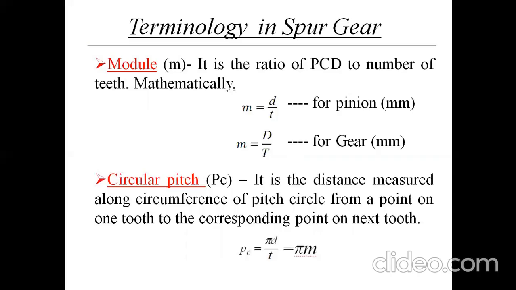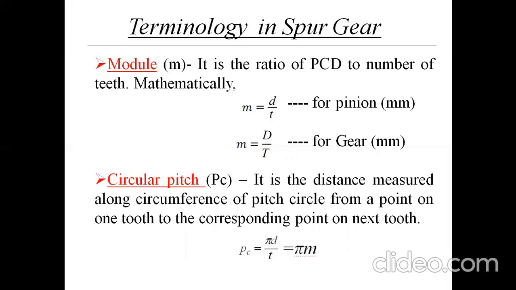The standard values for the module, as per IS standard, are 1, 1.25, 1.5, 2, 2.5, 3, 4, 5, 6, 8, 10, 12, 14, 16, 20, 22, and so on. These are the standard Indian standard values for module.